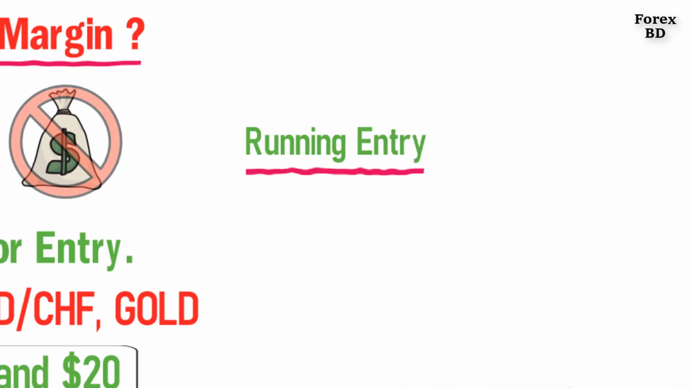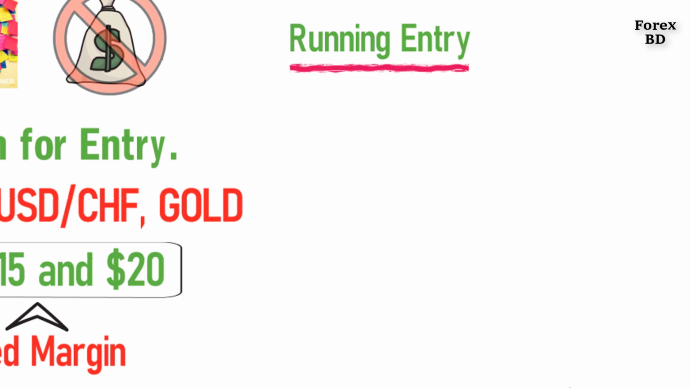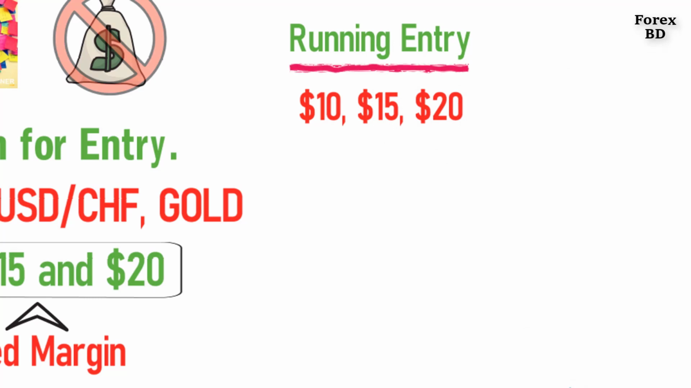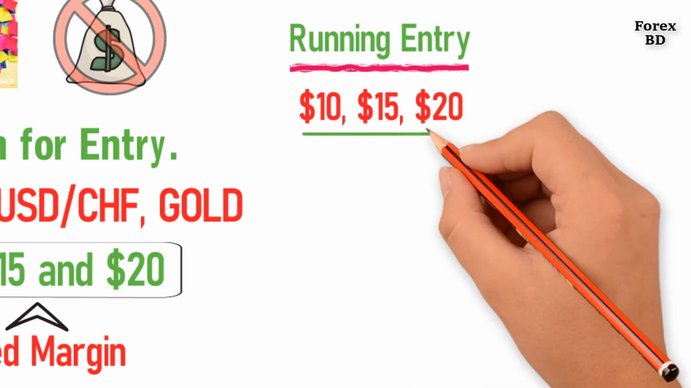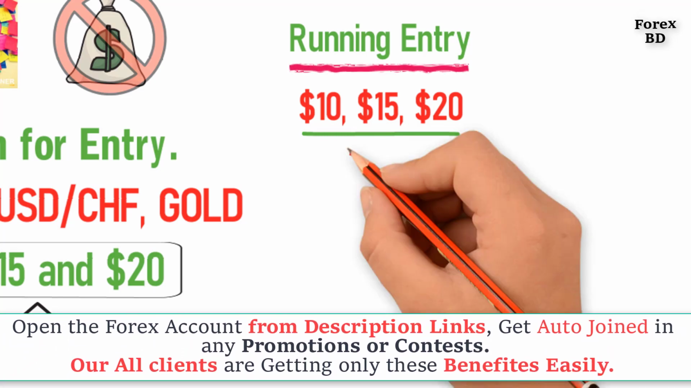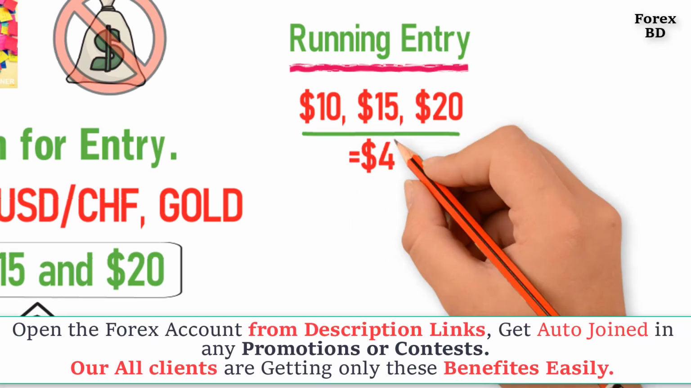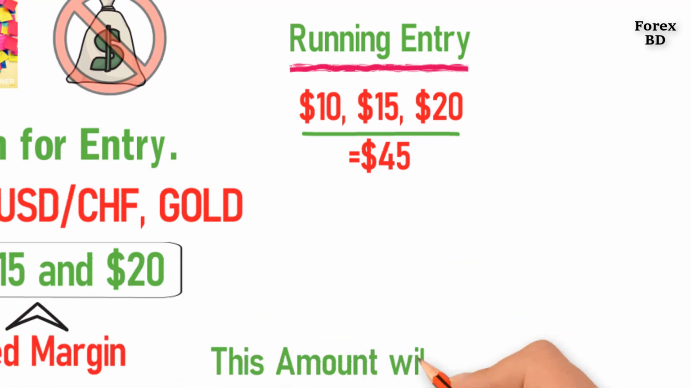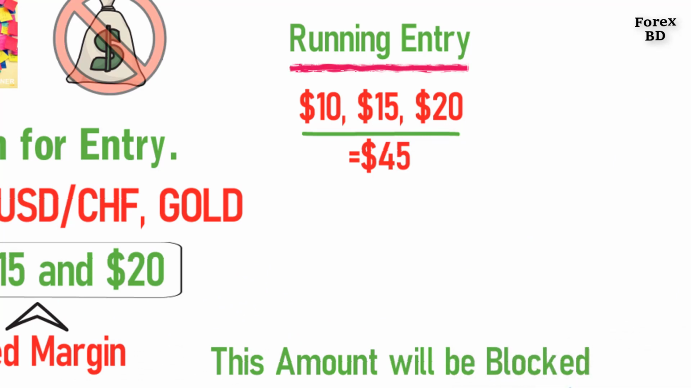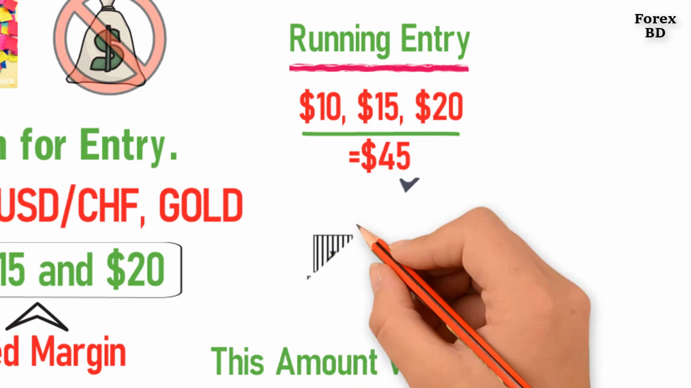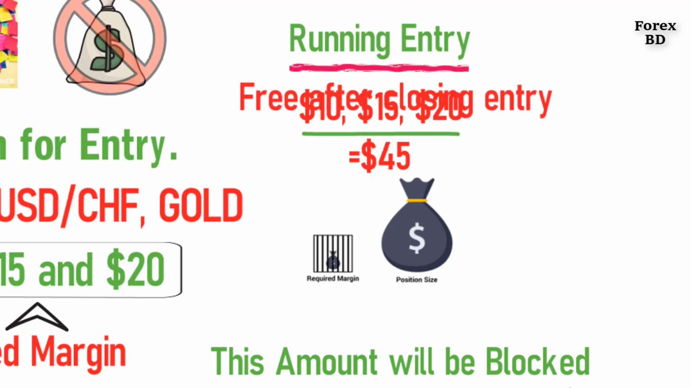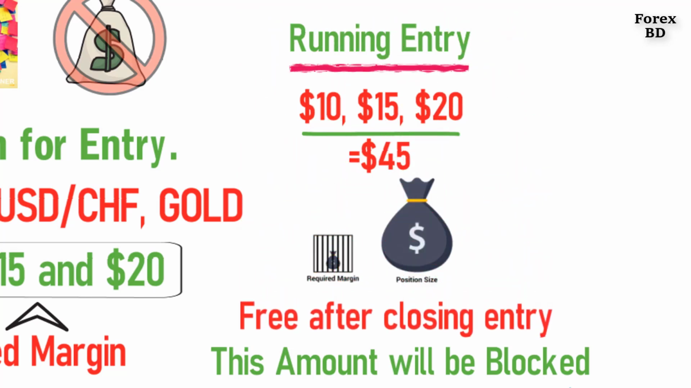If we think that your account balance is $500 and you have 3 entries running, if the required margin of 3 entries are $10, $15 and $20 respectively, then these 3 must be added together to calculate the used margin. So the used margin will be $45. So $45 will be blocked as long as you have 3 entries running. This $45 cannot be used for other entries or withdrawn. But remember, when you close those entries, these blocked amounts will become free, meaning you can use them later. Since these are blocked due to entries, they are called used margins.